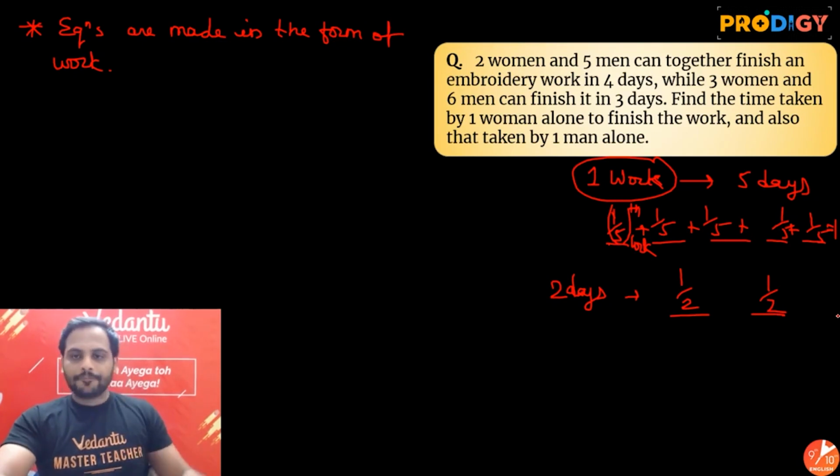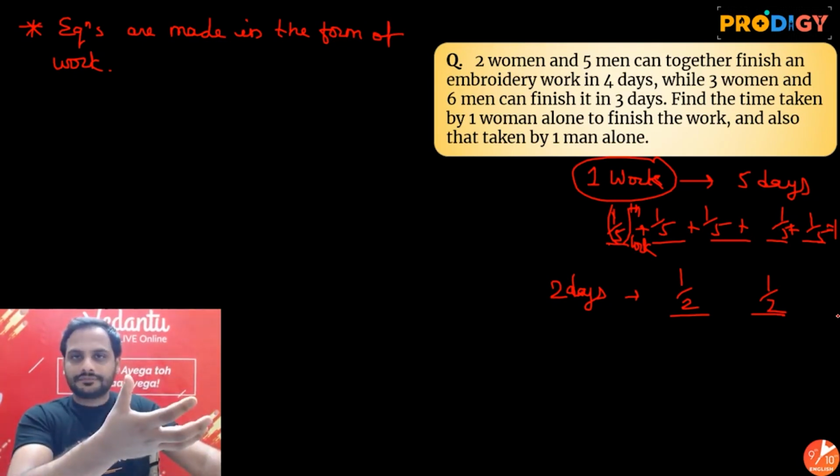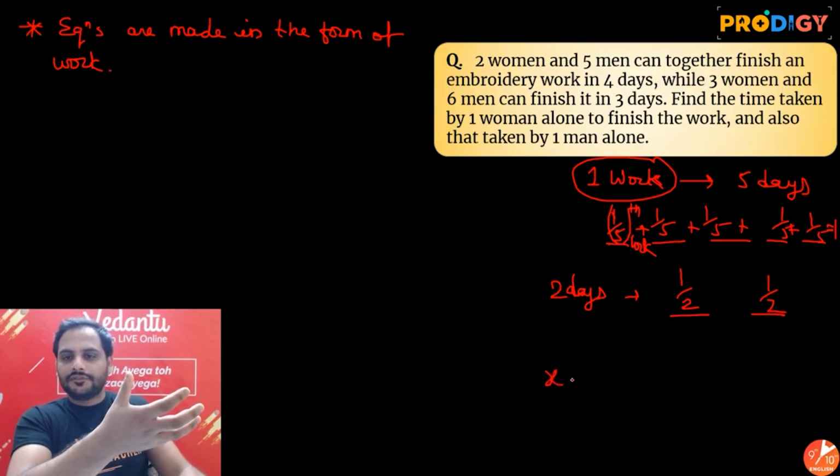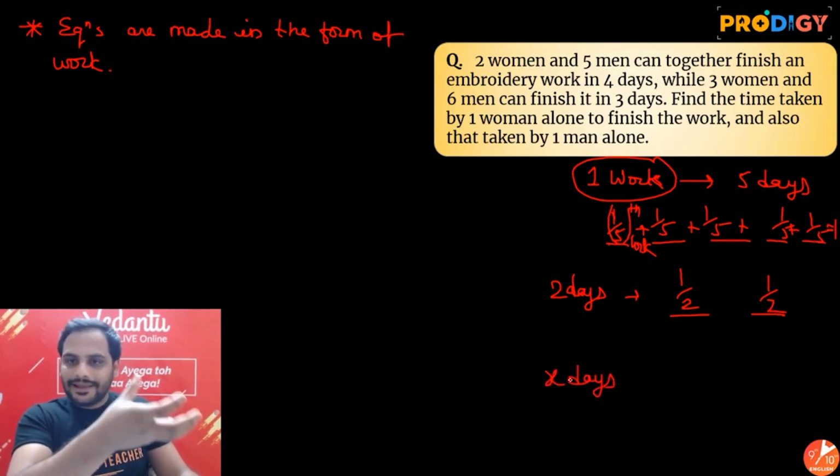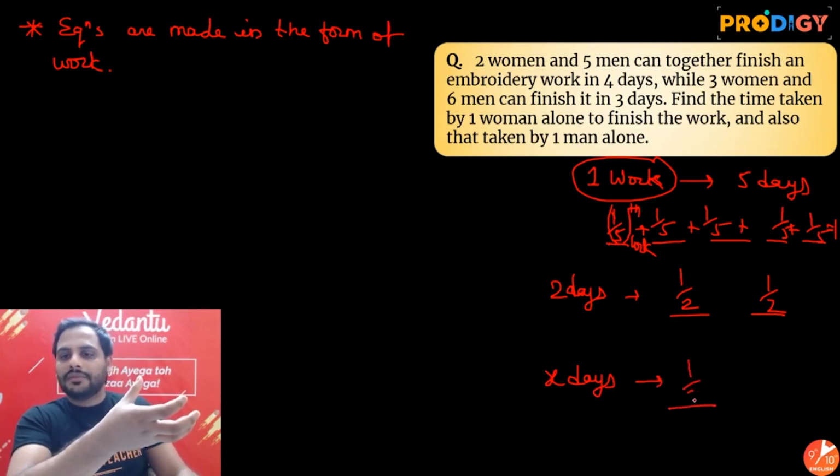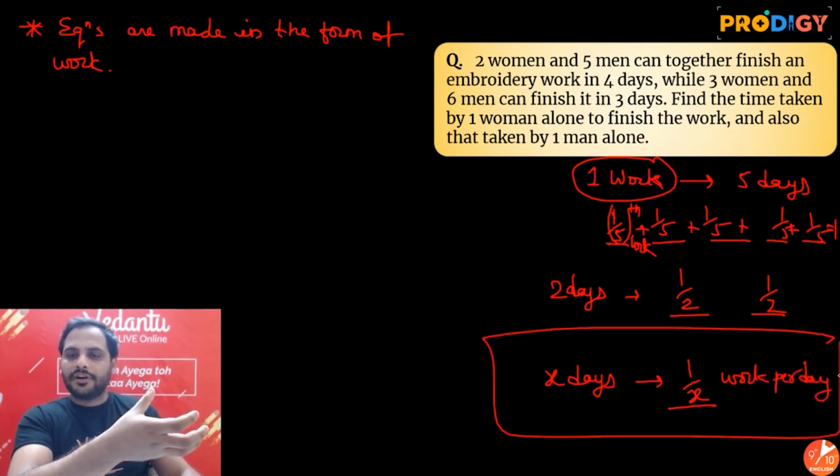right? Correct? So if the number of days is given, if I give you that if you complete a work in x days, how much work you will do per day? So 1 by x work per day. This thing is very important to understand.